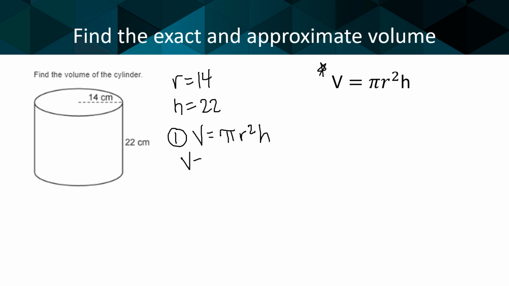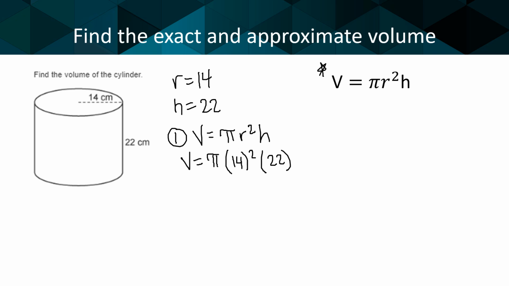So volume equals pi, stays pi for now, times radius squared, which is going to be 14 squared, times H, which is 22. All right, now, again, I'm good, but I'm not memorized over 12 good. So I'm gonna plug this into the calculator really quick so I can confirm that I know what 14 squared is.